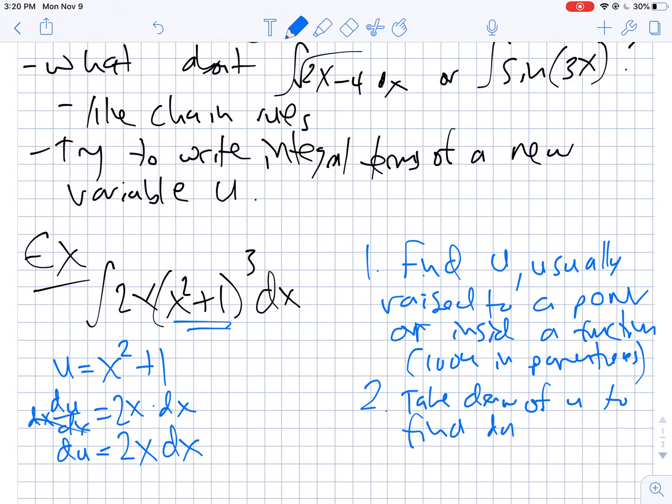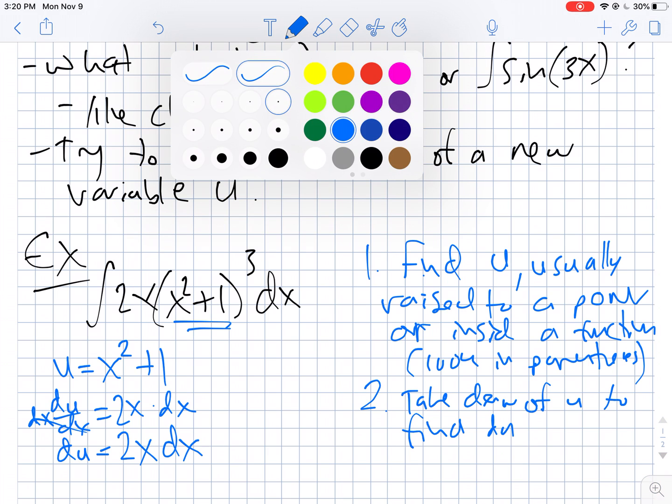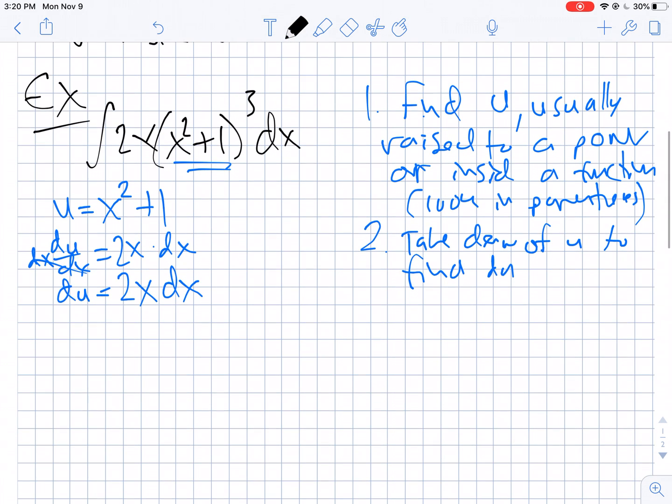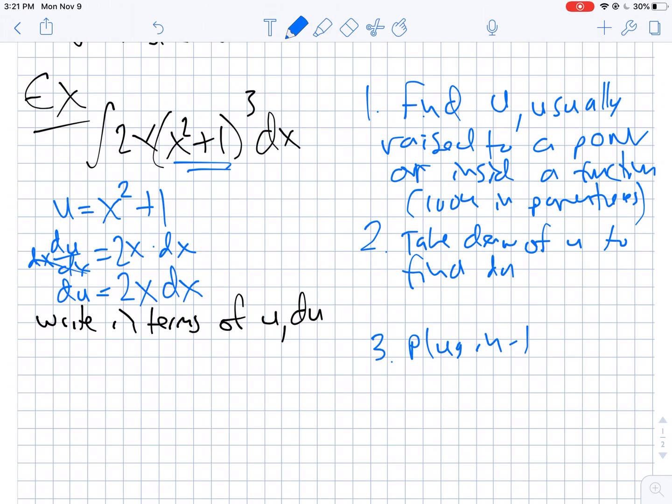Cool. So now that I have that, what I'm going to do is rewrite the integral in terms of u. So I'm going to take this integral in terms of x and dx, and write it in terms of u and du. That's my next step. So first, I'm going to plug in the u. If u equals x squared plus 1, instead of having x squared plus 1 cubed, I'm going to write that as u cubed.